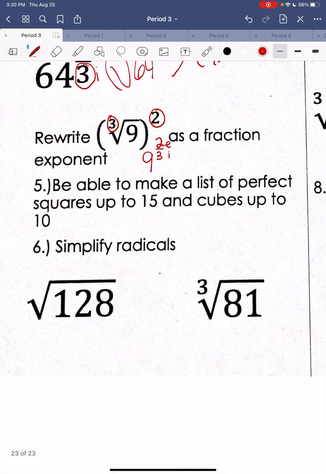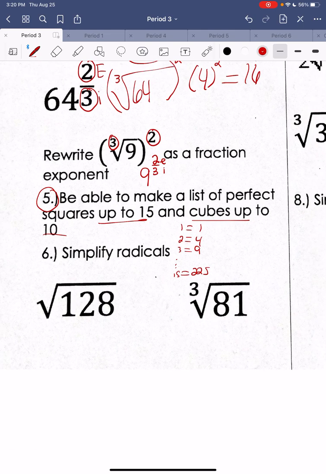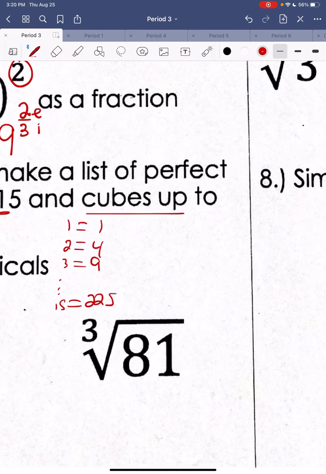Okay, the next thing that you're going to need to know for your test is you need to be able to make a list of the perfect squares up to 15 and cubes up to 10. So you would want to kind of count on your paper all the way up to 15 for squares and just square every number. 1 times 1 is 1, 2 times 2 is 4, 3 times 3 is 9, 15 times 15 is 225. You don't necessarily have to have them memorized, but you just need to know how to make them. And then for cubes, you're going to do the number times itself 3 times.